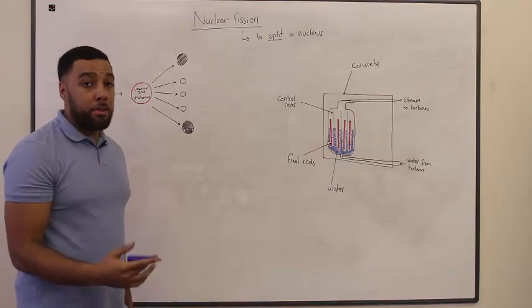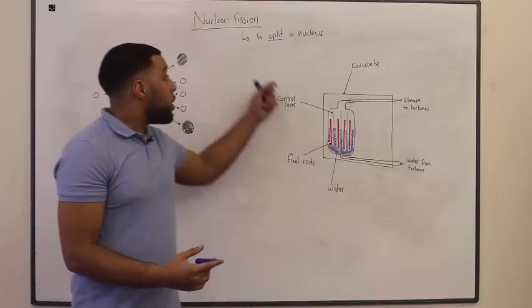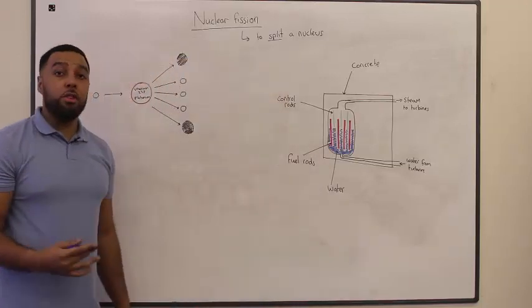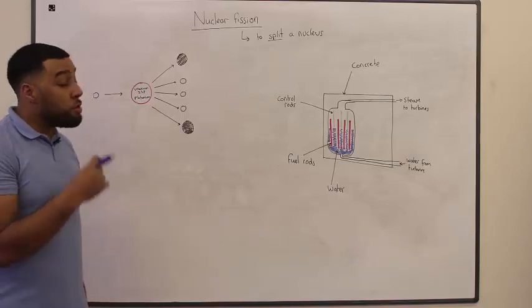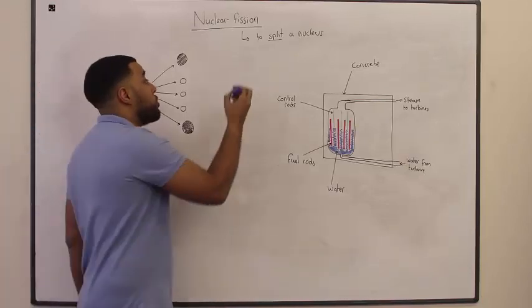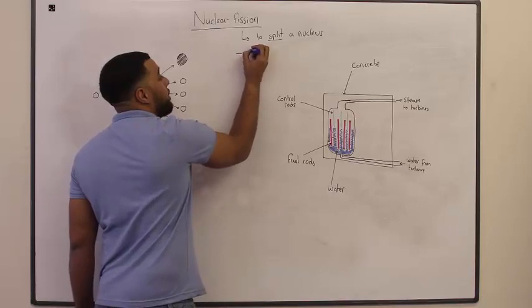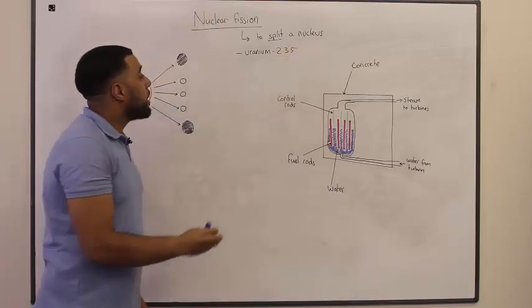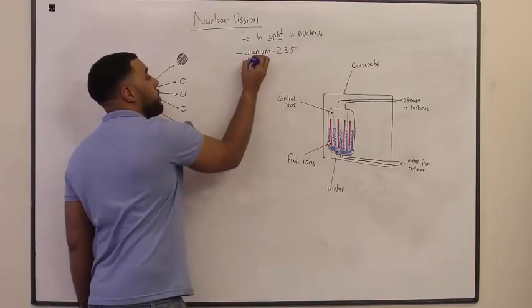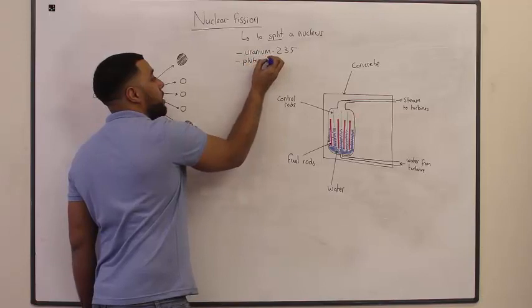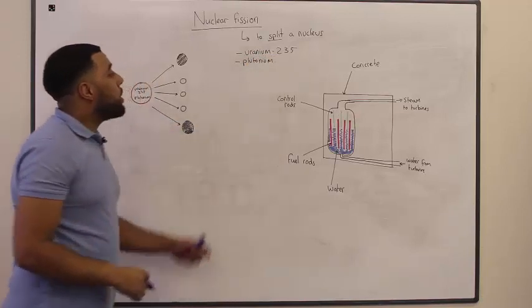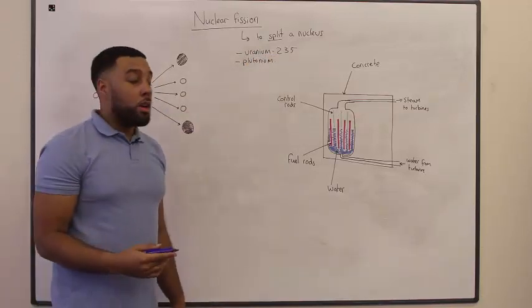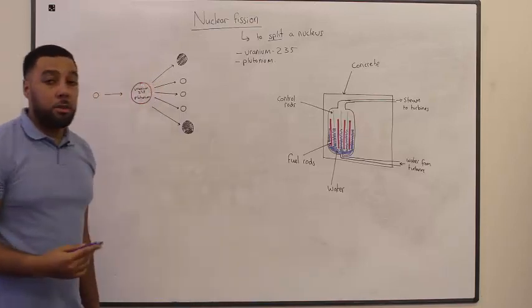Now, massive amounts of energy are released when we split this nucleus. But not every nucleus can be split. There's two in particular. We have uranium-235, and we also have plutonium. And we call these fissionable elements that can be split.